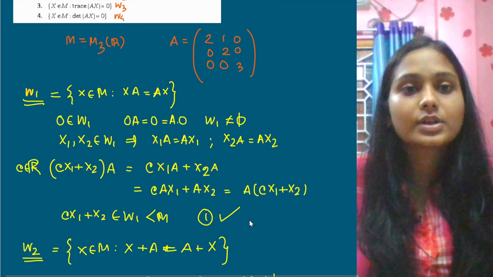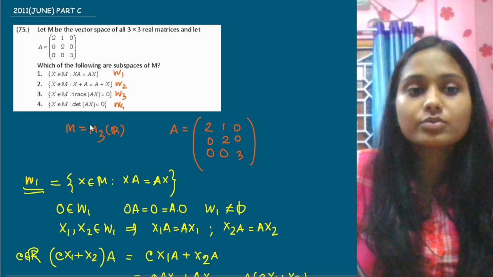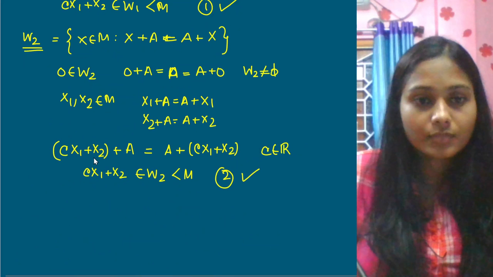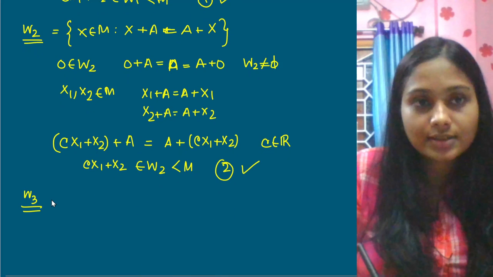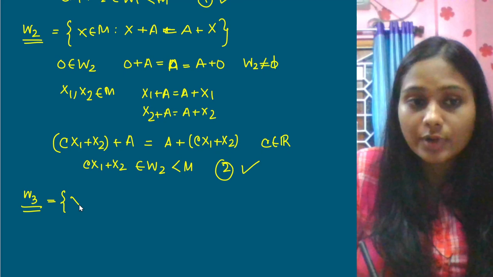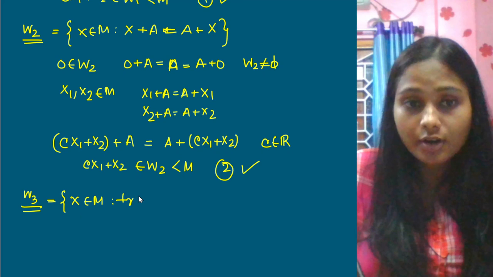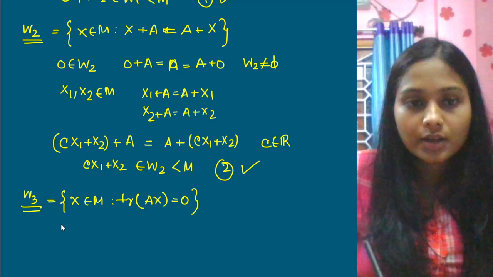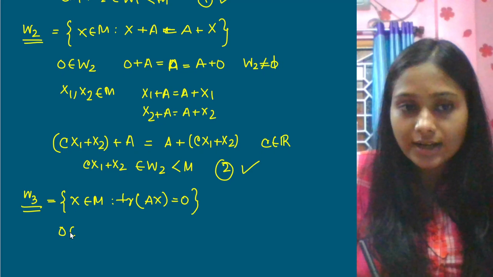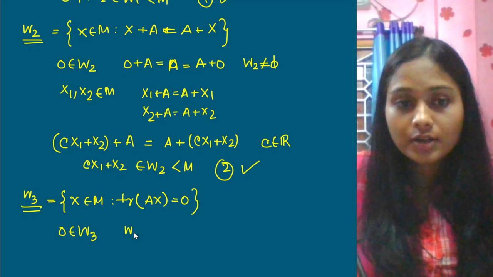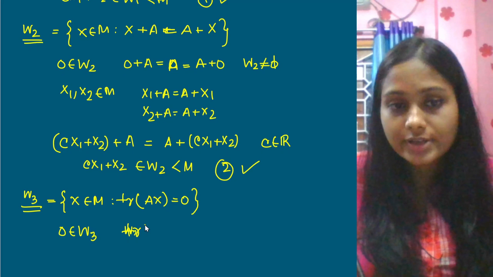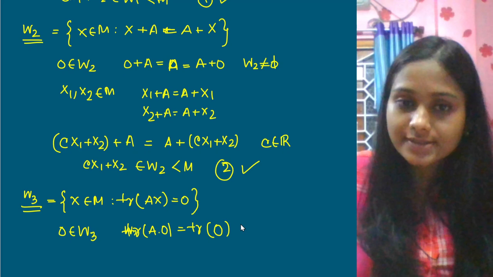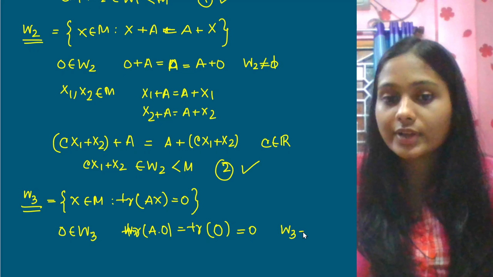Let us now check option 3, that is W3, defined as X belongs to M such that trace of AX equals 0. Clearly, again 0 belongs to W3, since this is the trace of A times the 0 matrix, which is the trace of the 0 matrix, and the trace of the 0 matrix is always 0. So W3 is non-empty.